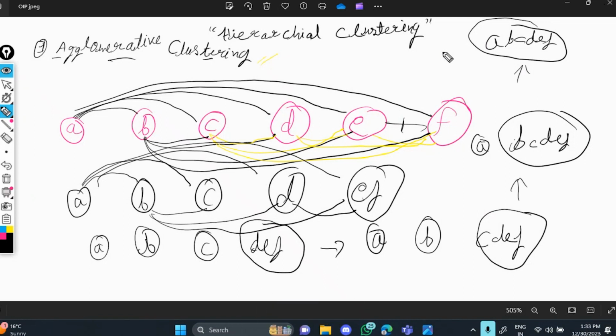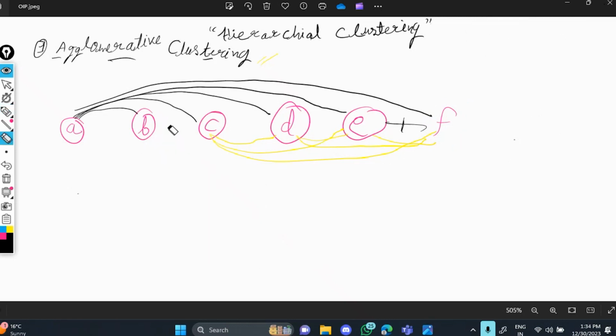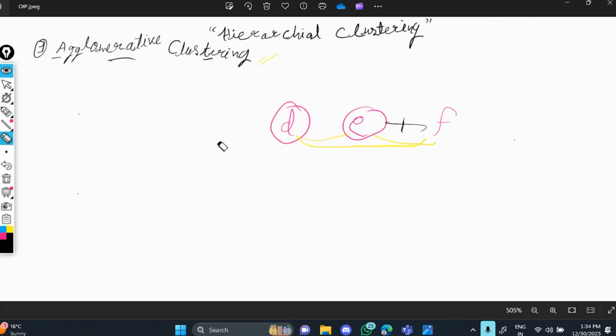Added together, shortest distance. This is very simple. If we have different records, we have to just check the distance between each and every record, and with the help of that, we have to add some different records into one. Now we have talked about our agglomerative clustering.